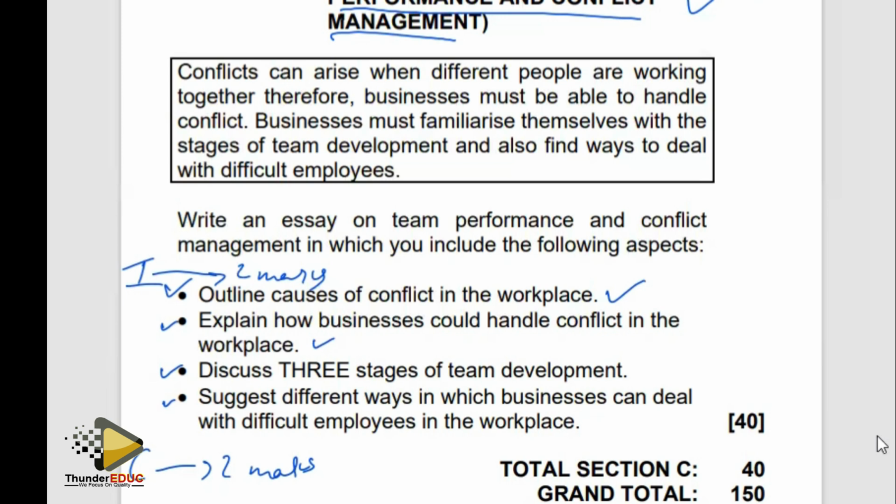Now let's check bullet number 3, discuss 3 stages of team development. For team development, we have the forming stage, storming, norming, performing, and adjourning. Under forming, individuals gather information and impressions about each other and the scope of the task and how to approach it. Under storming, teams go through a period of unease or conflict after formation. Now let's check norming. Team members come to an agreement and reach a consensus.